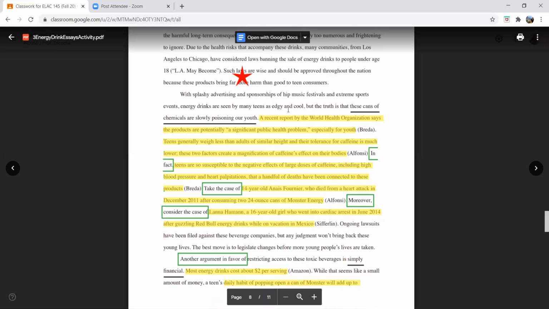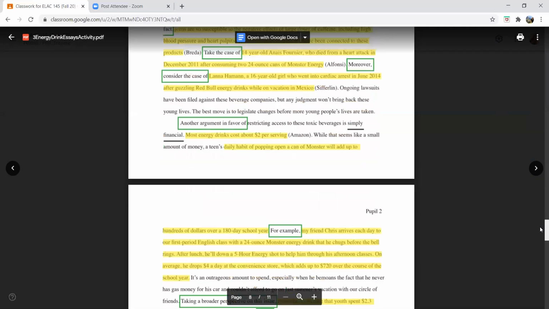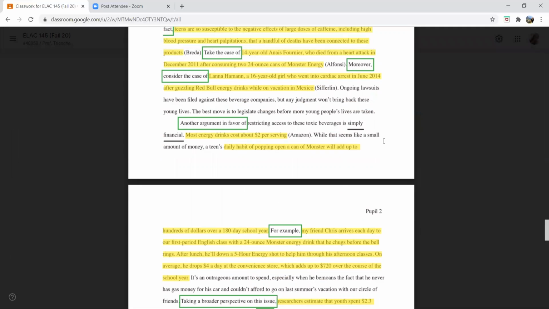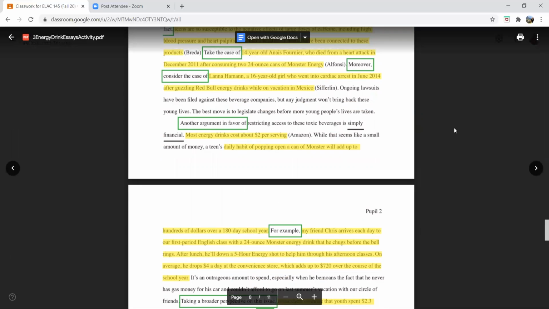She is showing us here. The paragraph is all about the first reason. What's the first reason why we should ban the sale of these drinks? Boom. These cans are poison. All the things we see in yellow, these are quotes, evidence telling us why these drinks are not healthy. Second paragraph. Okay, second paragraph is about the second reason why we should ban these drinks. Simply financial. They're expensive. Boom. All this evidence quotes is telling us the price, how it's a lot for a teen. Okay.